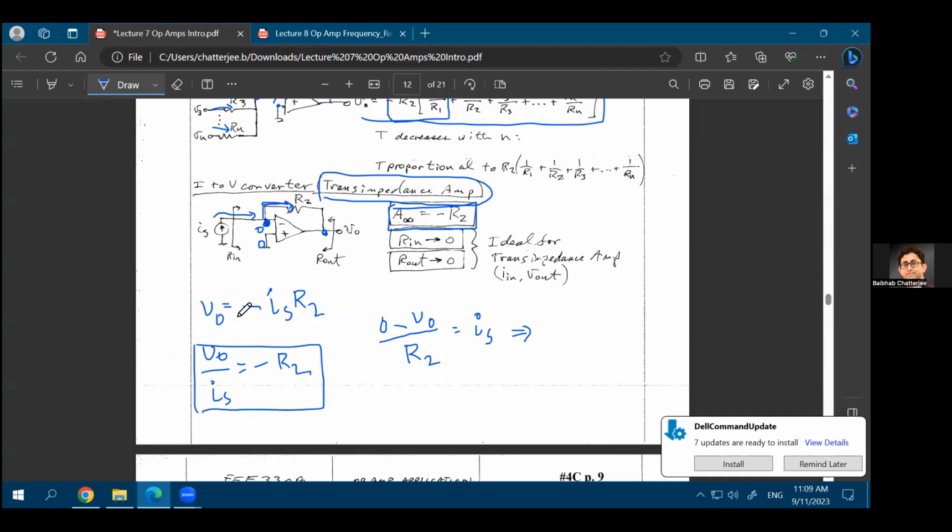Where are the two negatives? So V0 is equal to minus IS times R2, but IS is not negative, right? Oh, okay. So IS is this current flowing in. It does not change direction. So it still flows in the same direction. So if you're not assuming a different direction for IS, it does not have a negative sign.